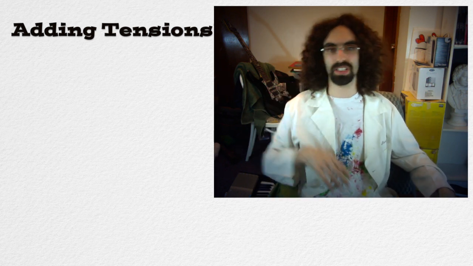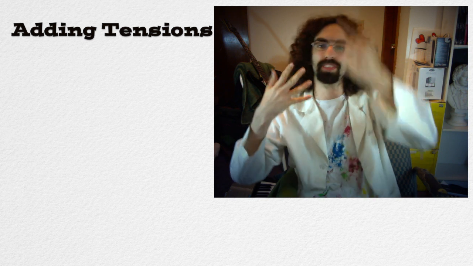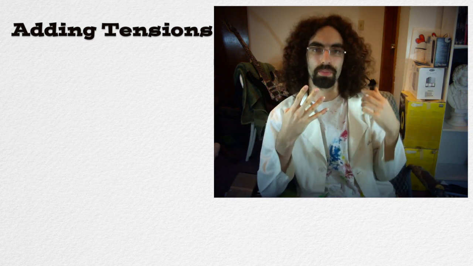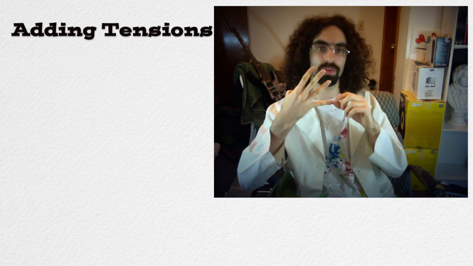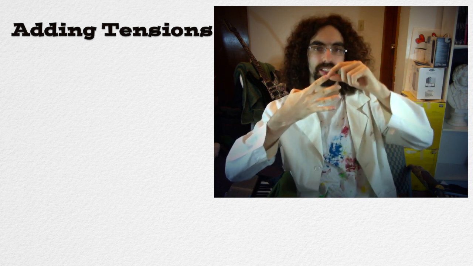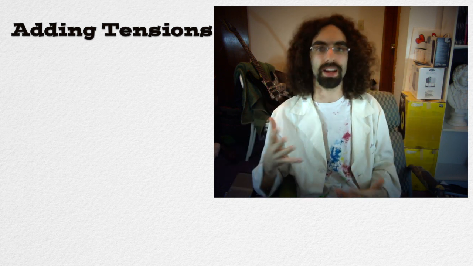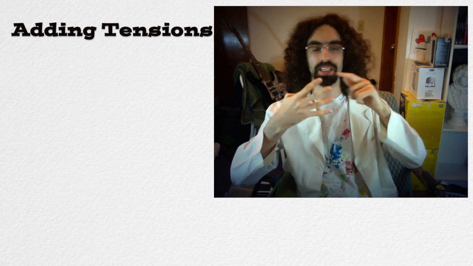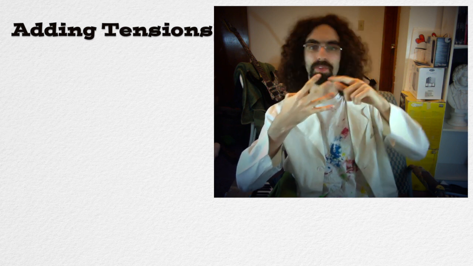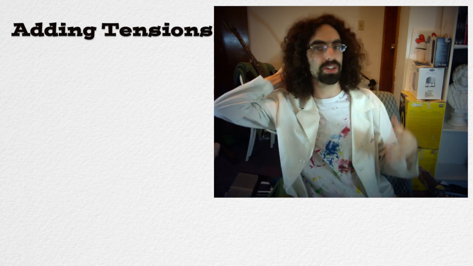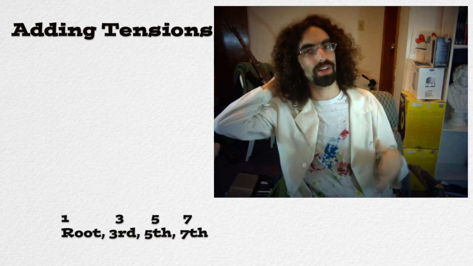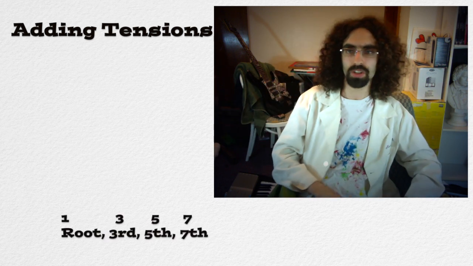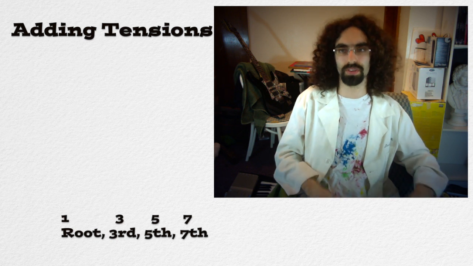So for example, C, E flat, G, B flat. That's your C minor 7. That's 1, flat 3, 5, flat 7. Or 1, 3, 5, 7, which is C, E, G, B. That's major 3rd, perfect 5th, major 7th. There's always some form of root, 3rd, 5th, and 7th in the chord. So each of these 7th chords has 4 notes in them.